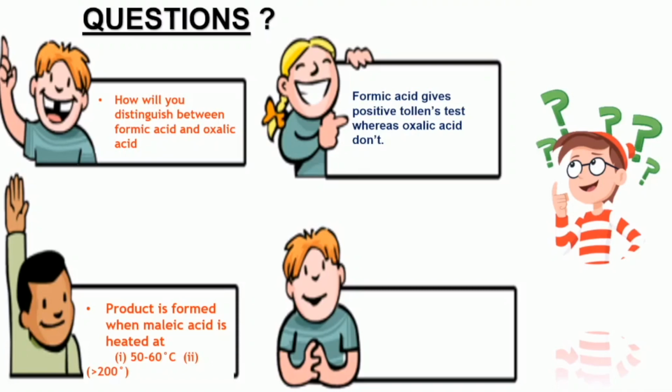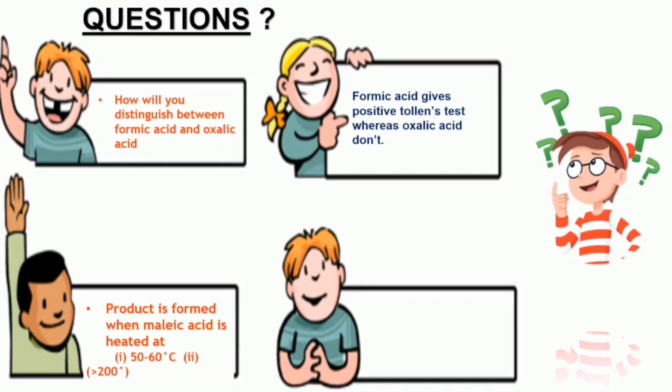So the answer for this question is that formic acid is not much stable and therefore converts into formaldehyde to some extent. Also, if you see the structure of formic acid closely, you may observe that it has a COH group, that is, an aldehydic group is present in formic acid, which is responsible for giving positive Tollens test, whereas oxalic acid doesn't give positive Tollens test. Therefore, through this test, formic acid and oxalic acid can be distinguished.